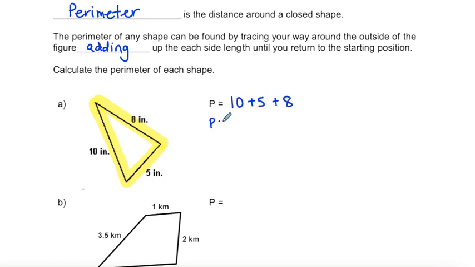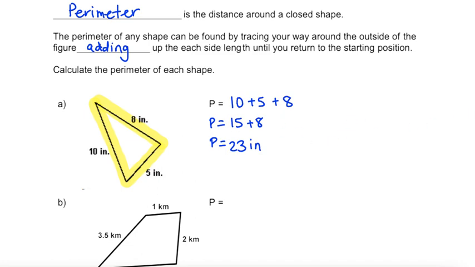So my perimeter will be 10 plus 5, which is 15, and 15 plus 8, which is 23. And I also need to make sure that I include my units. So my units are inches. So in order to get full marks on a question that involves perimeter, you need to not only include the value of the perimeter, but also the unit, so what these sides are being measured in.